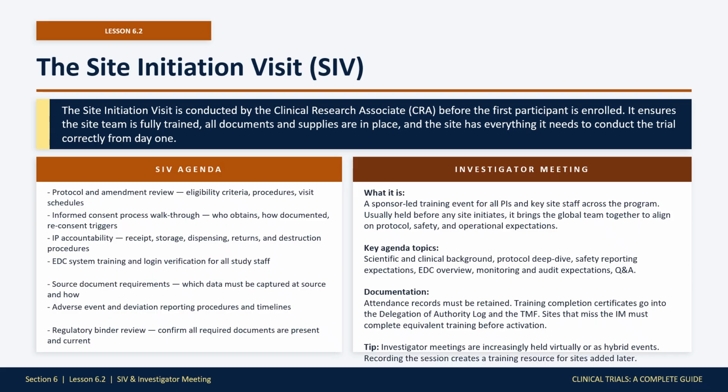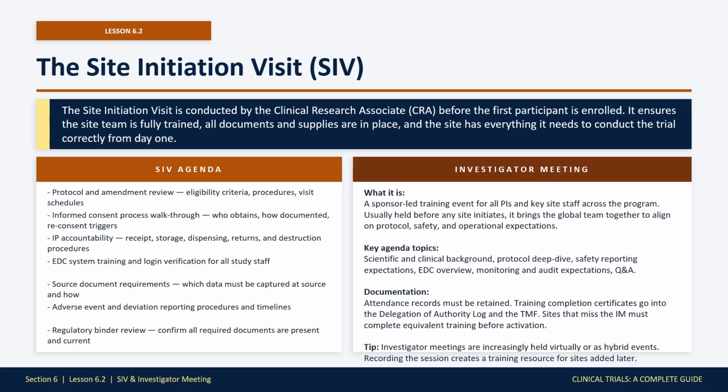Protocol and amendment review. The CRA walks through the eligibility criteria, study procedures, and visit schedule in detail, not as a summary. The informed consent process. Exactly who obtains consent, how it is documented, and what triggers a reconsent, such as a protocol amendment or a new safety finding. IP accountability.